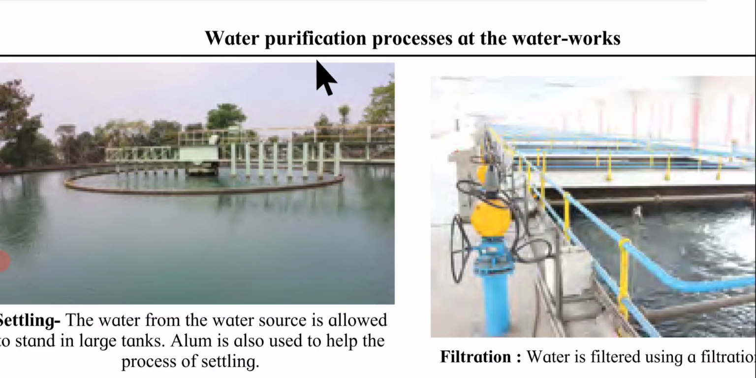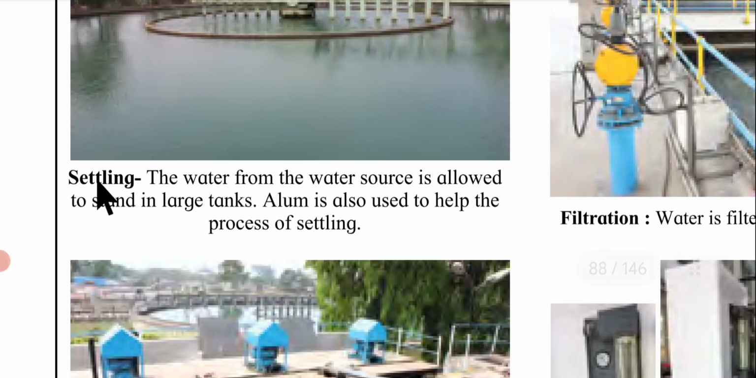Water purification processes at the water works. Settling. The water from the water source is allowed to stand in large tanks. Alum is also used to help the process of settling.